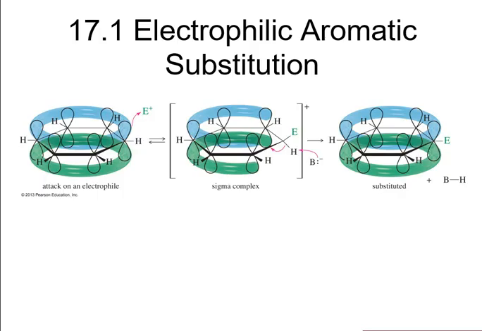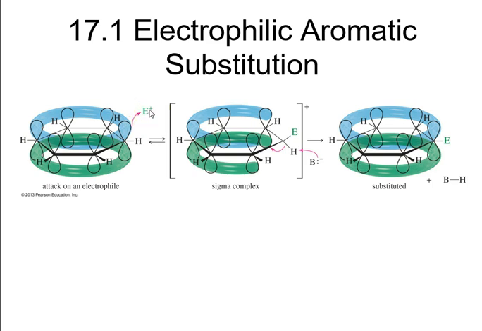Most of the reactions we're going to talk about are what's called an electrophilic aromatic substitution. So we're going to be substituting one of the hydrogens on the aromatic ring with an electrophile. In this case, this hydrogen right here is going to be substituted for some sort of an electrophile.